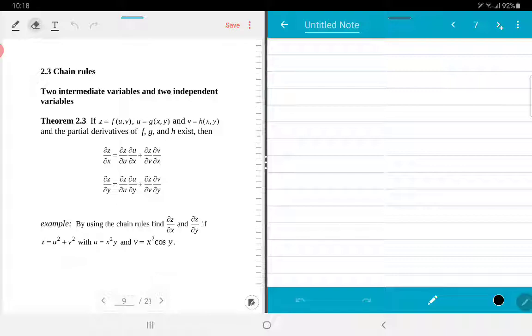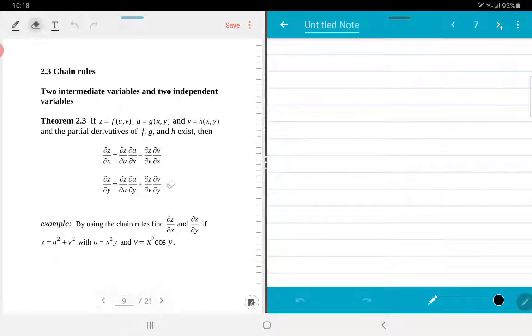All right, let's look at the first case where we have two intermediate variables and two independent variables. So here we have a theorem. If z is equal to f of u, v, u is equal to g of x, y, excuse me, and v is h of x, y, and the partial derivatives of f, g, and h exist, then partial z partial x is equal to this, and partial z partial y is equal to that. Okay, I don't recommend you to memorize this.